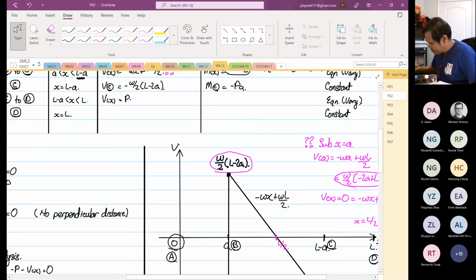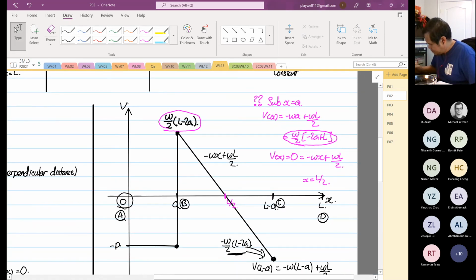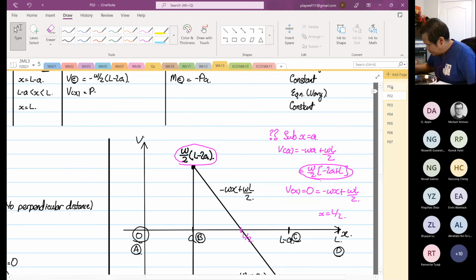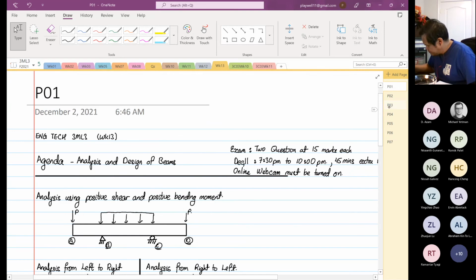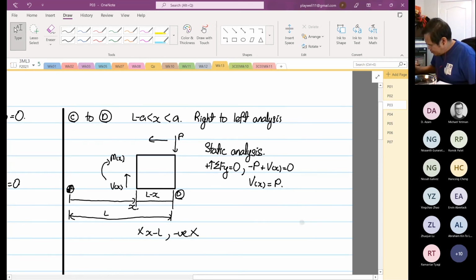Right, so later on, we will draw. Wait, where am I now? I think I'm missing a one. Let me see. Yep. So L minus A is a positive P. Yep, it's correct. And then we will do our bending moment now.